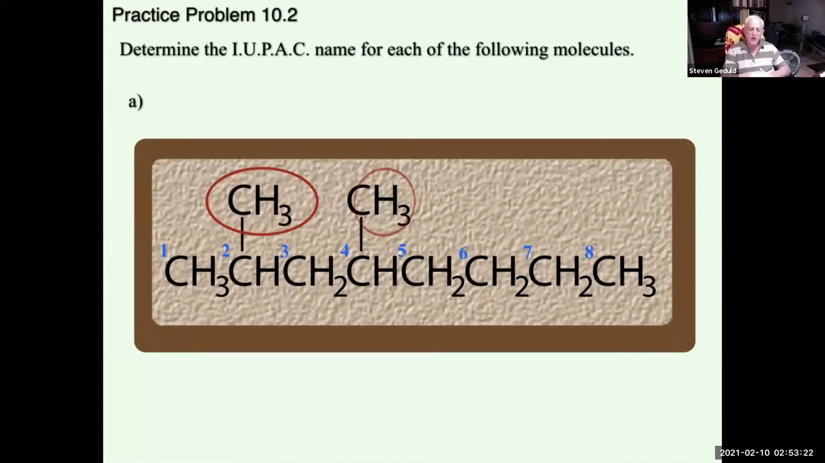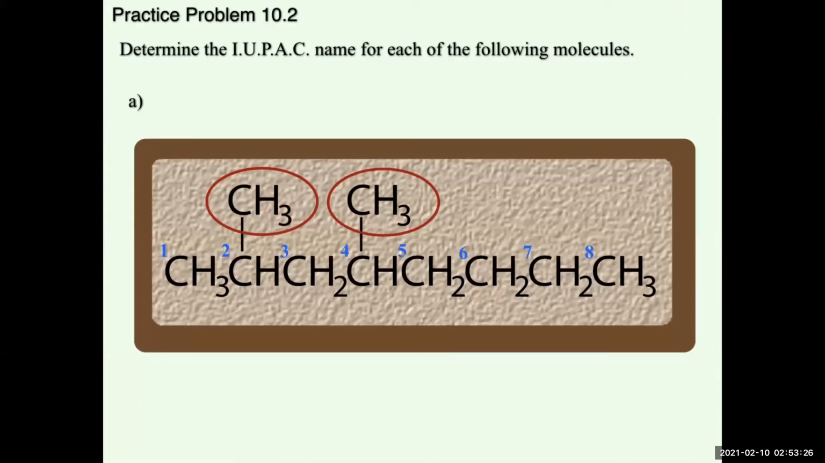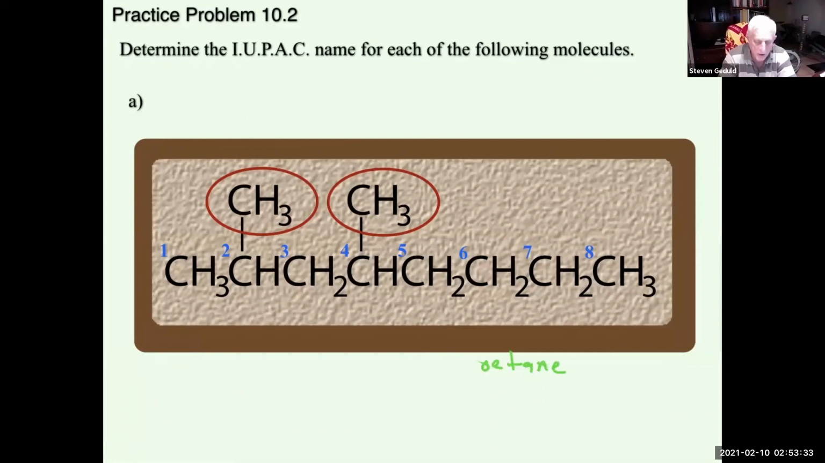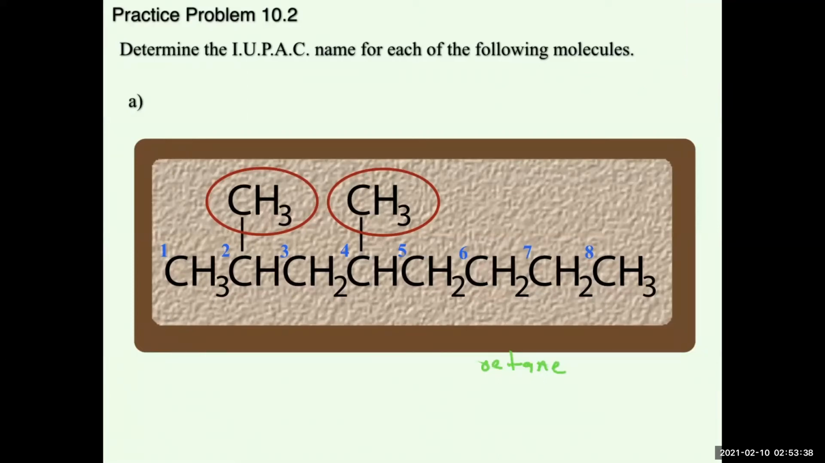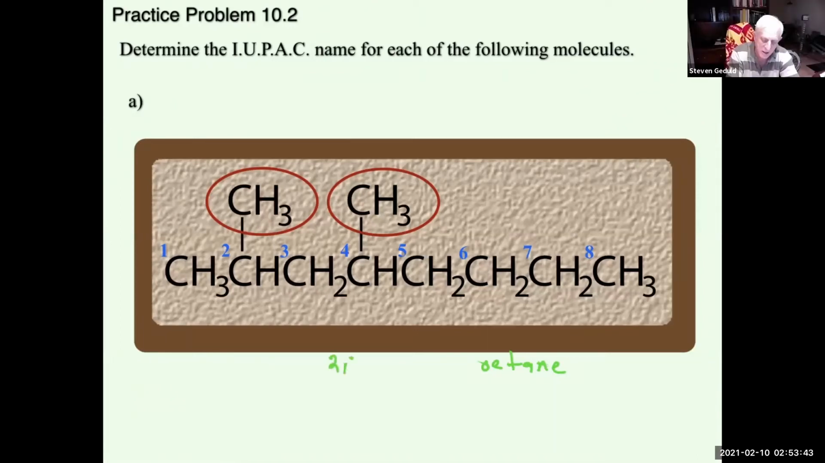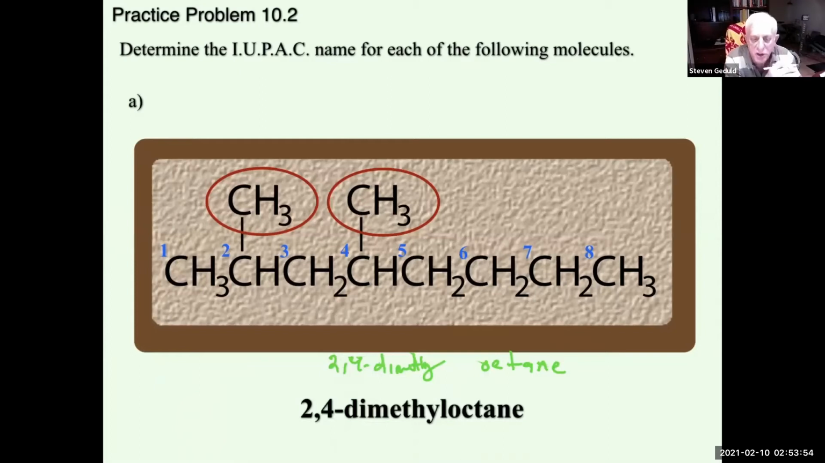Okay, so 8 carbons is what name? Octane. And our attachments are at what numbers? 2 and 4. 2, 4, and it's dimethyl. Okay. And just put that together. 2, 4, dimethyl octane.